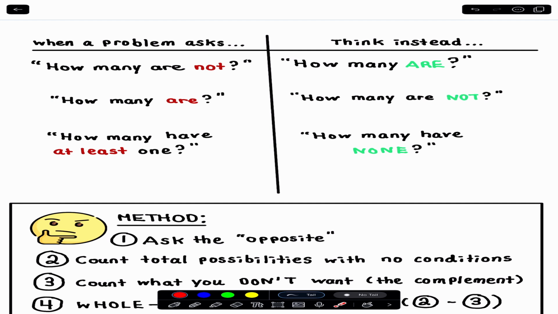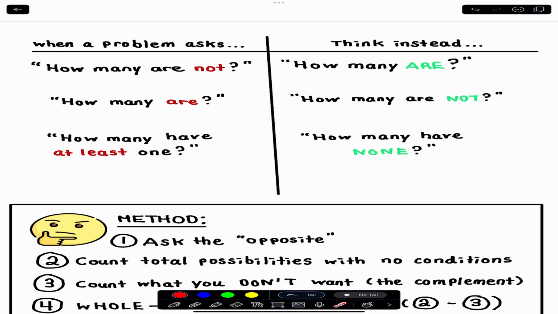And again, I cannot stress this enough. You would only ask yourself the questions on the right side if the ones on the left seem difficult. So if this one seems a lot easier to answer than this one, then that is your cue to use complementary counting.